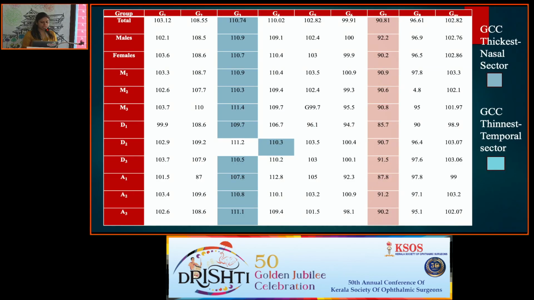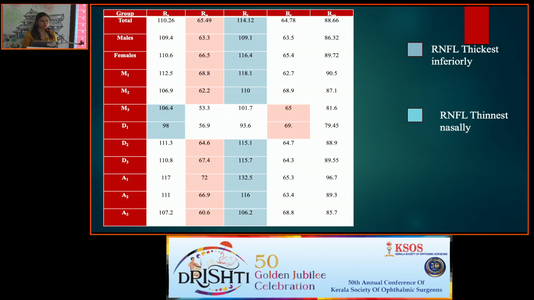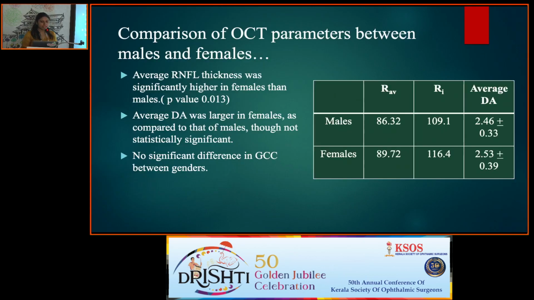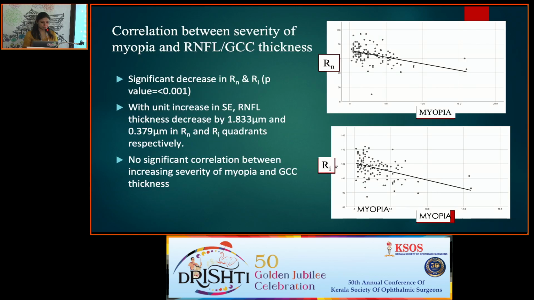GCC ganglion cell complex thickness was found to be thickest in the nasal sector and thinnest in the temporal sector, and RNFL thickness was found to be thickest inferiorly and thinnest nasally in the majority of our patients. Comparing males and females, average RNFL thickness was significantly higher in females than males, and average disc area was larger in females compared to males, but not statistically significant.